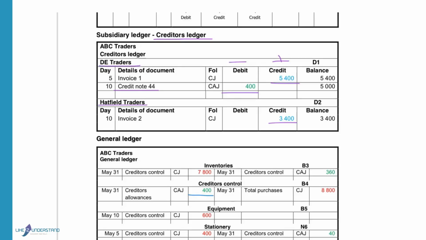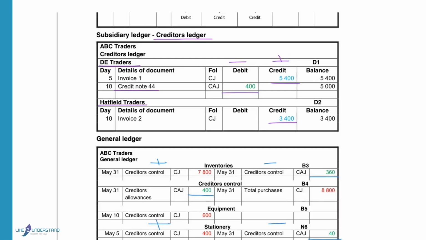Inventories was returned. Inventory is an asset. Assets increase on the debit side, decrease on the credit side, so the inventories will decrease on the credit side. Stationery is expense. Stationery increase on the debit side and decrease on the credit side. We are returning stationery, so we must decrease the expense for stationery on the credit side.